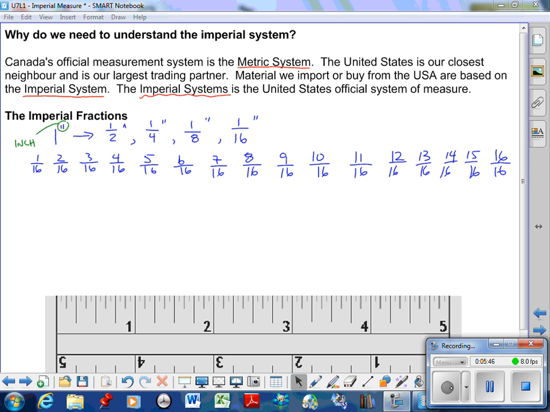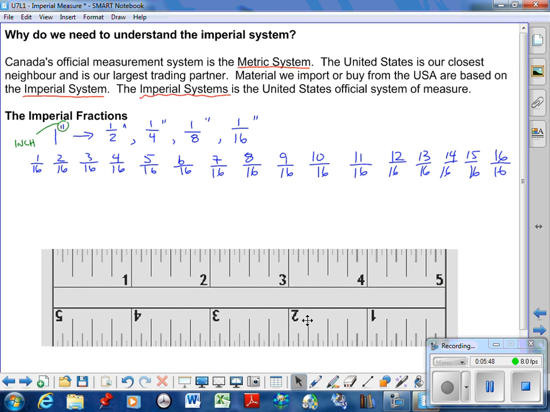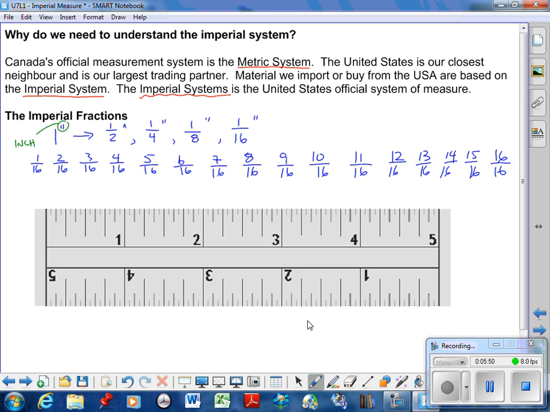Now, you'll notice in the ruler down below here that the imperial ruler has different length lines. All right, so why are these different length lines there? Well, that's what I want to talk about.